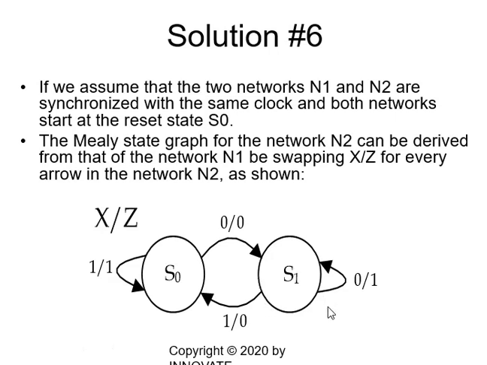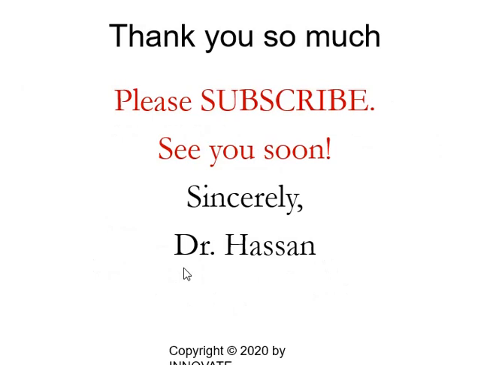So I will have a complete design and a complete solution by swapping X and Z for every arc in network N2. We will decrypt the data and you can try it. Okay? And by doing this, we design encryptor and decryptor machines, which is a beautiful application in data compression and encryption. By this, actually, we finished another set of applications for finite state machines.